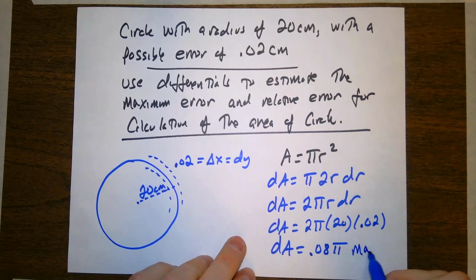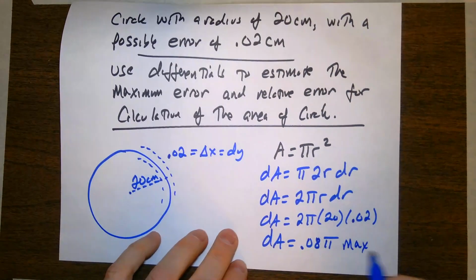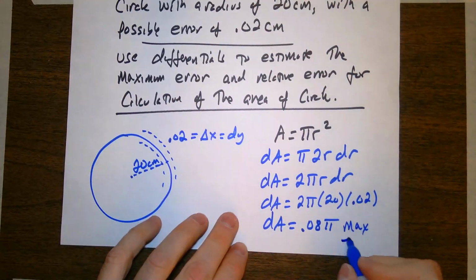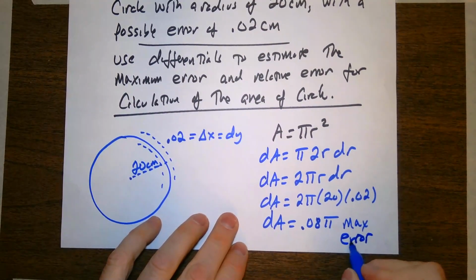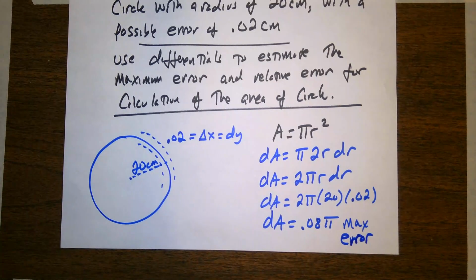And that's going to be my maximum error. So there's my maximum error. It's going to be 0.08 pi is my maximum error. What's the relative error?